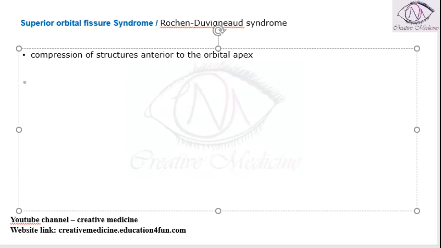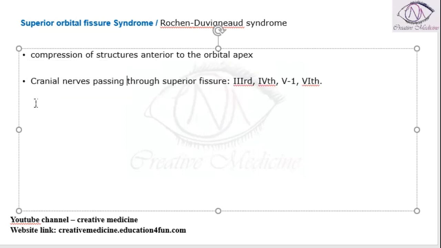So here actually there is compression of the cranial nerves which are passing through the superior orbital fissure. Through the superior orbital fissure, oculomotor nerve, which is superior and inferior divisions of oculomotor nerve, trochlear nerve, ophthalmic nerve branches like LFT, that is lacrimal, frontal and trochlear branches, and also the adjacent nerves, all these will pass through the superior orbital fissure. So all these are compressed in superior orbital fissure syndrome.